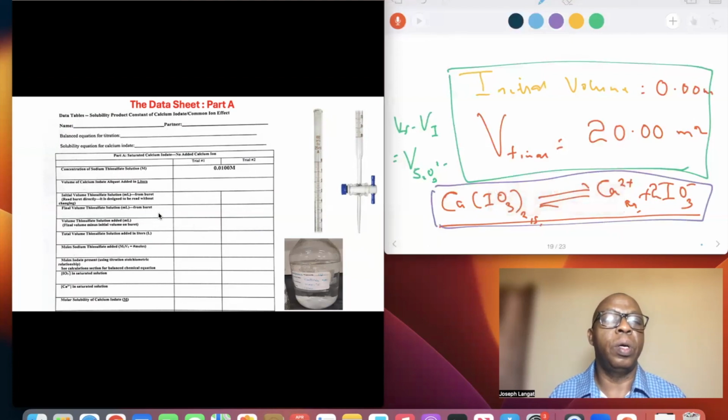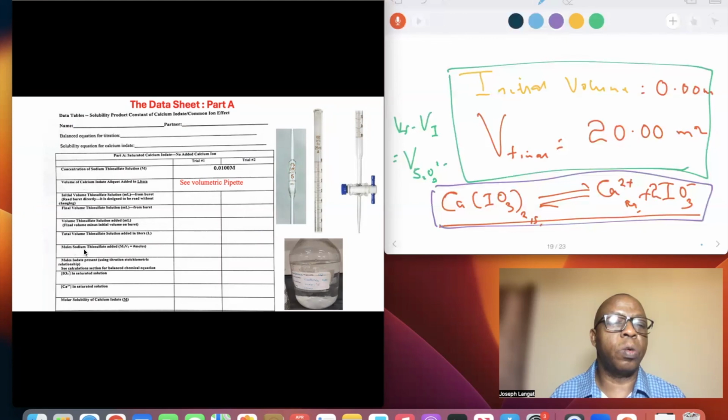Now, the rest of the information: this is for trial one, this is for trial two for part A. Let's see, volume of calcium iodide aliquots, just a sample. Remember, this is in liters. It's a function of the volumetric pipette. See the capacity of the volumetric pipette, change that to liters. Of course, from the titration, you will fill in the rest.